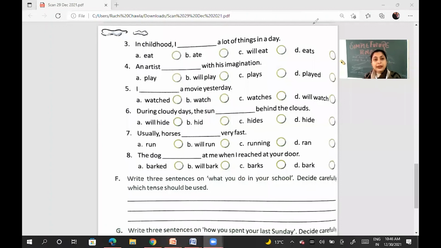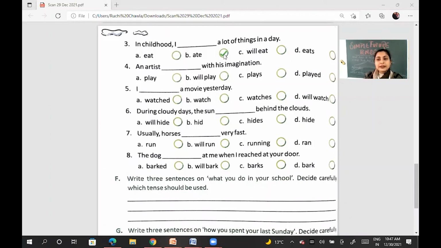Question number 3. In childhood, I dash a lot of things in a day. Now read the sentence carefully. In childhood, right? It means कि वो work अब finish हो चुका है, बचपन में वो था, right? So in childhood means past tense because we are talking about some previous time. So what is the answer? Ate, because eat की past form is ate.